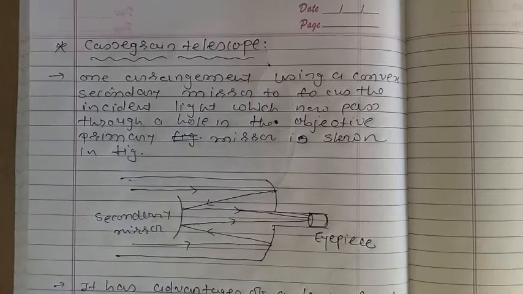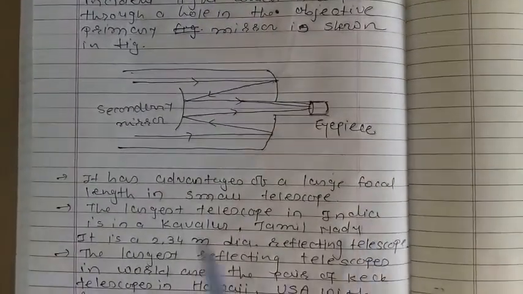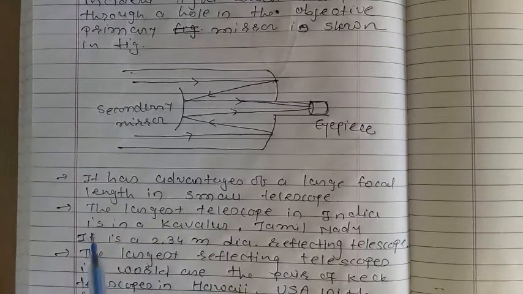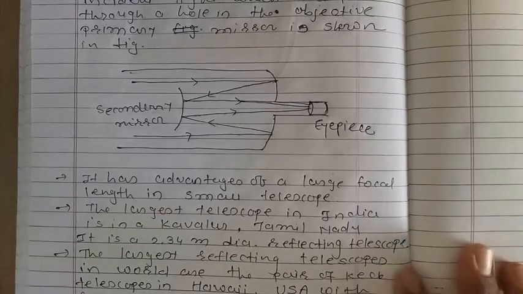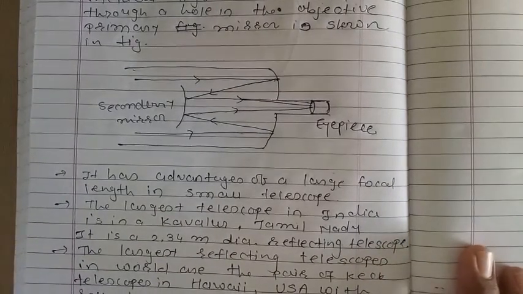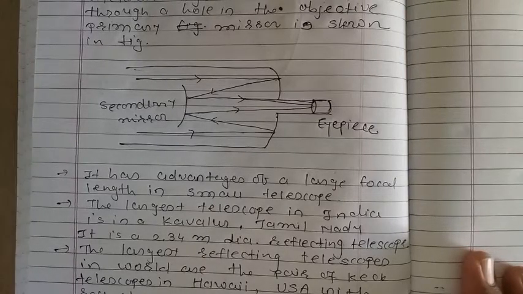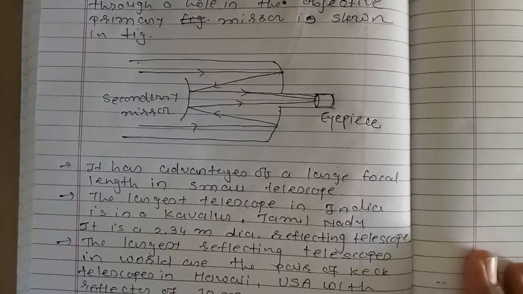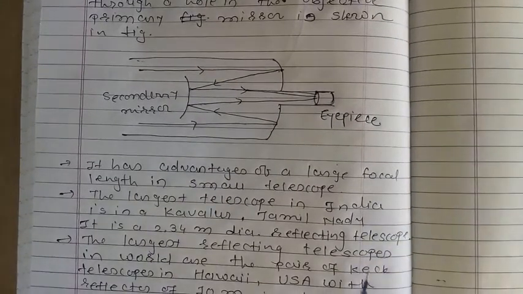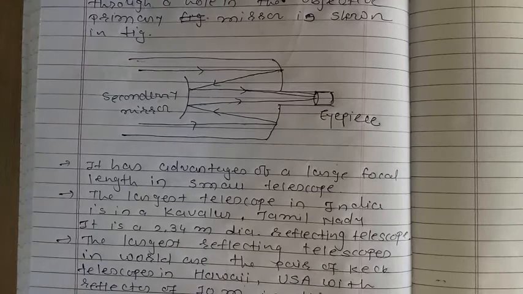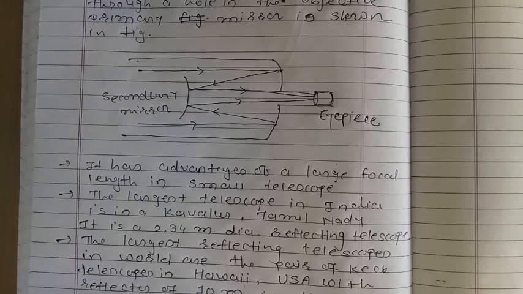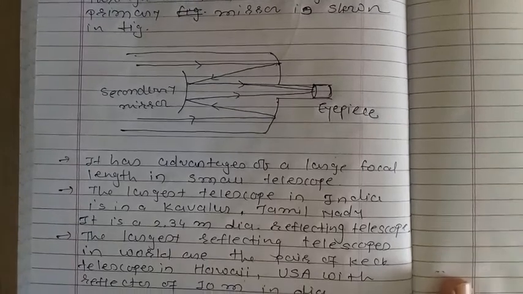So it has an advantage of a large focal length in a small telescope. The largest telescope in India is in Kavalur, Tamil Nadu. It has a 2.34 meter diameter reflecting telescope. The largest reflecting telescope in the world are the pair of Keck telescopes in Hawaii, USA, with the reflector of 10 meter in diameter, right?